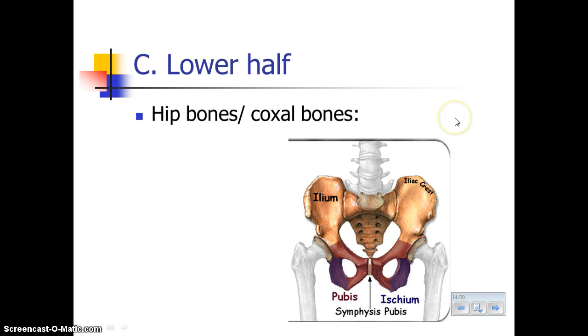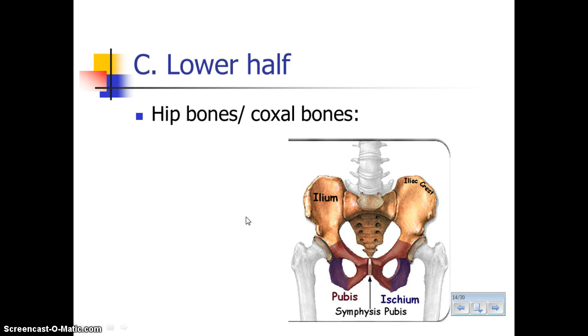As we move to the lower half of the body, we have the 2 hip bones, or the coxal bones. Each coxal bone is made up of 3 different areas: the ilium on the top, the ischium, which is kind of in purple here, which makes up the outside and bottom. That's where you sit, and you're the part of the hips that actually touches the chair. And then the pubis here in the middle.